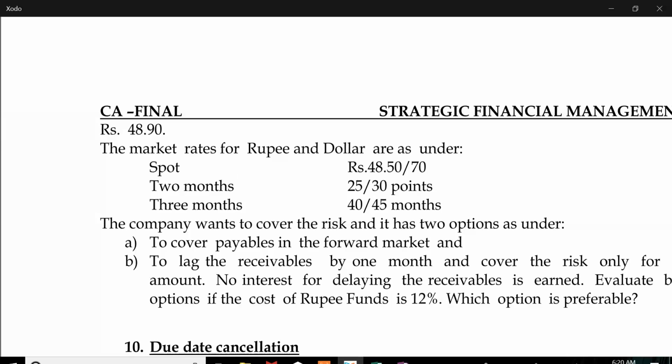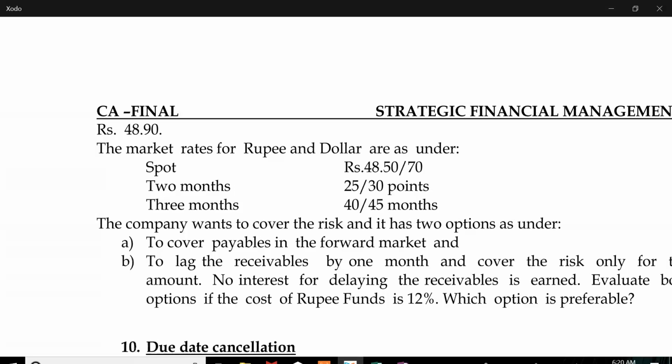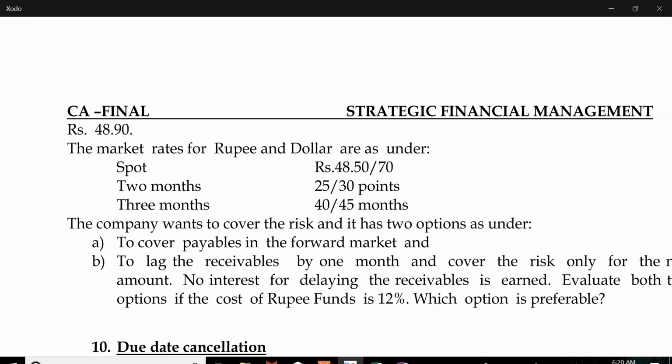The company wants to cover the risk and it has 2 options: cover payables, lag the receivables and cover risk only for the net amount. No interest. Evaluate both the options. If rupee fund cost is 12%, which option is preferable?